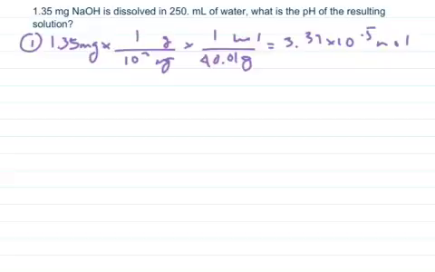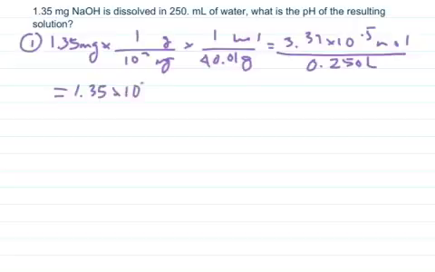Now, because we're looking for molarity, we're going to divide that by the volume, and we're going to make sure it's converted into liters. So we actually have 0.250 liters. So our molarity is 1.35 times 10 to the minus 4th molarity of NaOH.